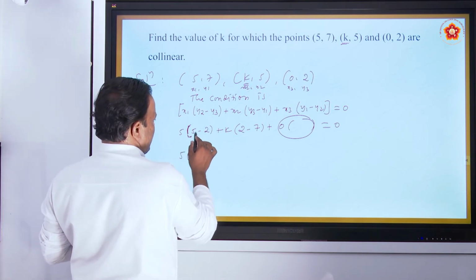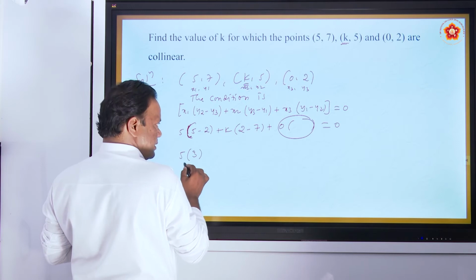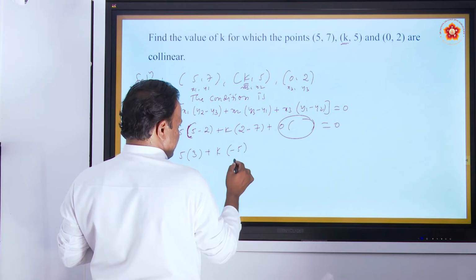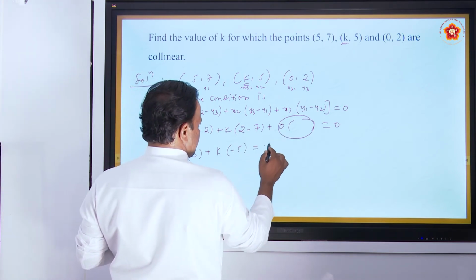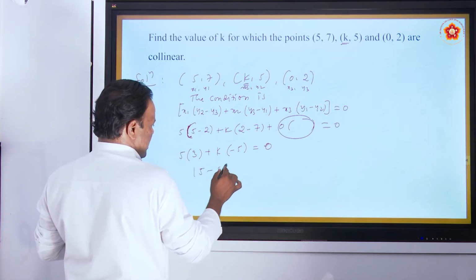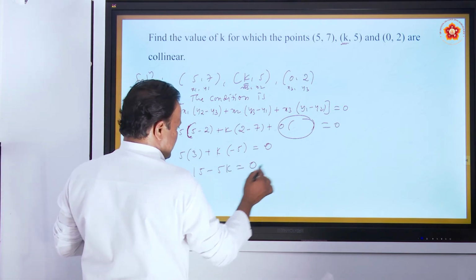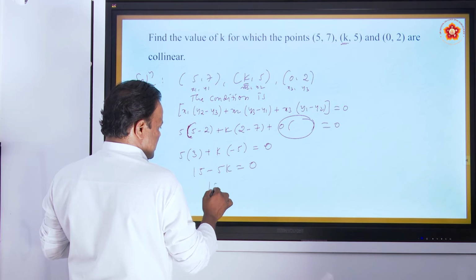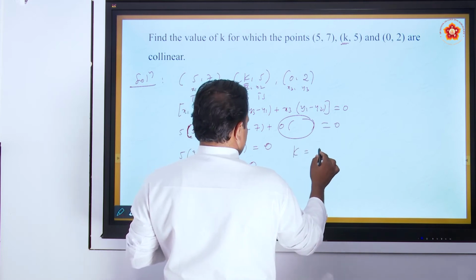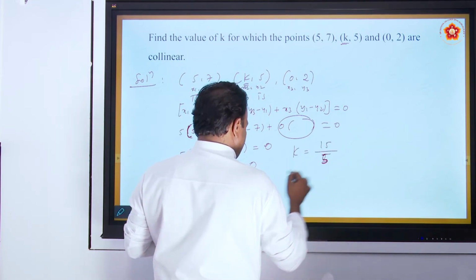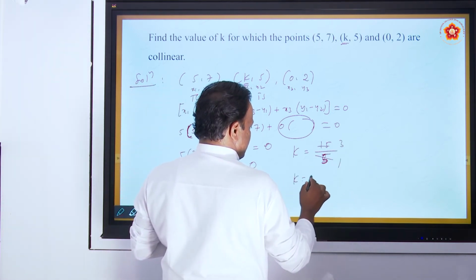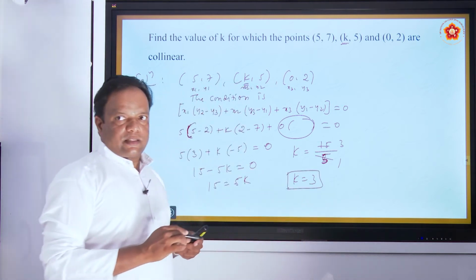Okay, so just simplify here. 5 into (5 minus 2), and 5 minus 2 is 3. Plus k into (2 minus 7), which is minus 5, equal to 0. Simplification: 5 3s are 15, plus k into minus 5 is minus 5k, equal to 0. Take minus 5k to this side, RHS becomes plus 5k. 15 is equal to 5k. So k is equal to 15 by 5, which is 3. So the value of k is 3.